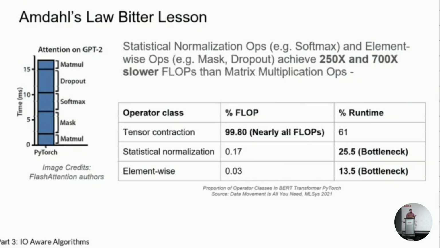In attention, the matrix multiplication operations, the QK transpose and then the attention times value, take up most of the operations being performed, almost 100%, 99.8%. And these are very fast on GPUs. But the other operations, the softmax, the mask, the dropout, even though they make up very little of the flops, are so much slower that they end up being the bottleneck in your attention runtime. The runtime breakdown is shown on the left from the FlashAttention paper. You can see they come to dominate the runtime despite being very little of the flops.